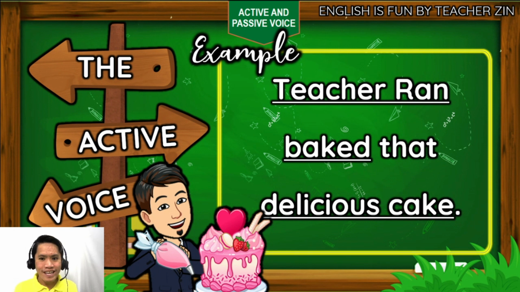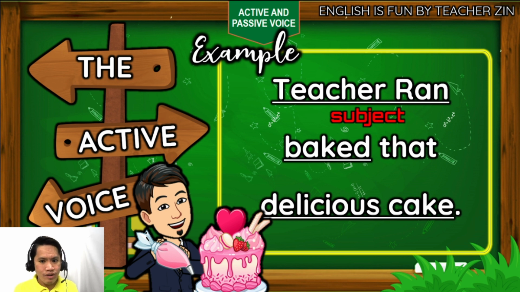Alright, now let's go back to the sentence that I gave a while ago. So we have here, Teacher Ron baked that delicious cake. Of course, I told you that there are three major parts of a sentence. So let's try to identify, alright? So first, who does the action, who is this person being talked about in the sentence? Actually, that's Teacher Ron. That would mean that Teacher Ron is the subject in the sentence, okay?